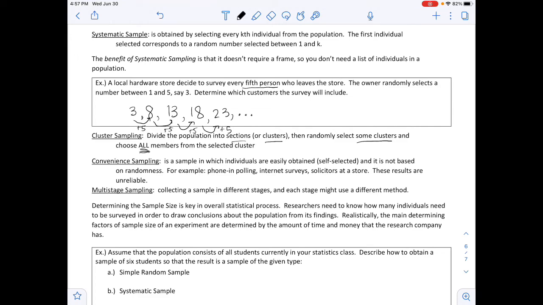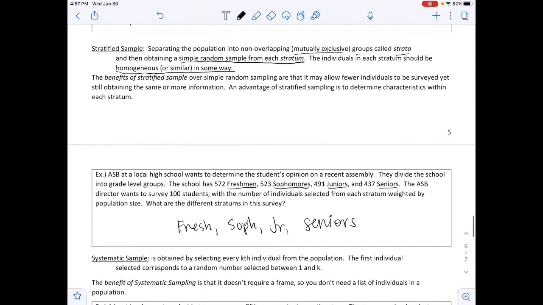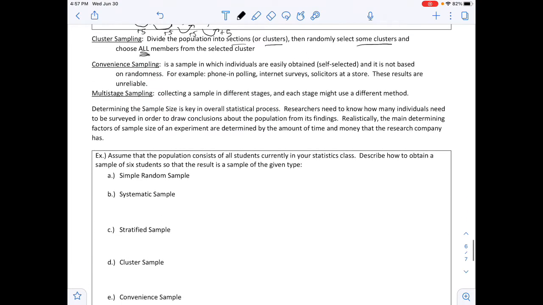A lot of times students get cluster sampling confused with the one that we had first, which is stratified sampling, just because we're splitting things into groups. But remember, with stratified, you put them in groups where they have some kind of similarity between them. And then you select some from each of those groups, each of those strata, versus down here with cluster sampling, we're going to divide into clusters, and it doesn't say anything about them being homogeneous or the same in some way. And then we have them broken into clusters, and we choose all members from a cluster. So everybody in group A versus a little bit from group A, group B, group C.